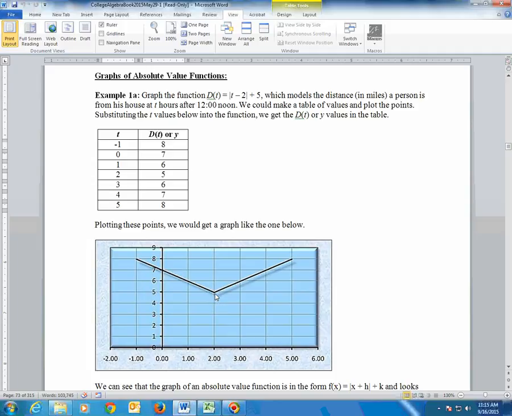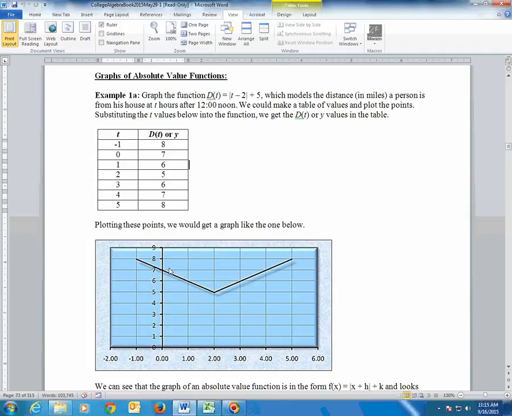You can get the vertex point, the x part of the vertex point, by setting what's in the absolute value equal to 0. If you set t minus 2 equals 0, you'll get t equals 2. So the x part of the vertex point is at 2. And then to get the y part of the vertex point, just substitute that back in. 2 minus 2 is 0. Absolute value of 0 is 0. 0 plus 5 is 5. So that's the vertex point.